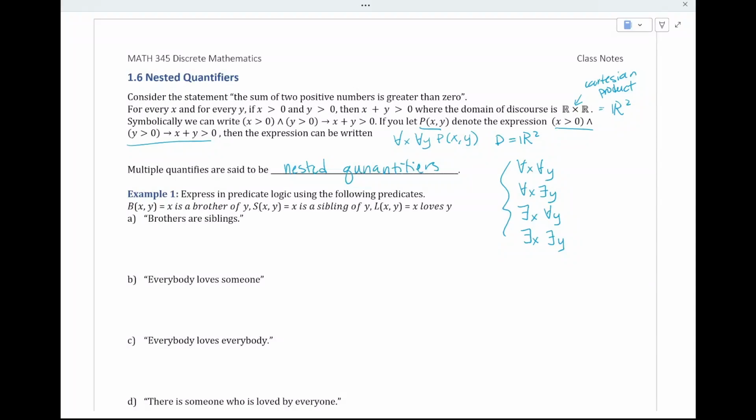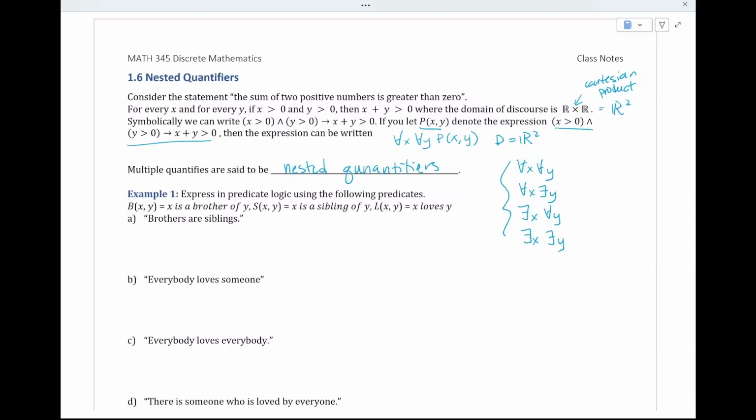Let's look at some more examples. Express in predicate logic using the following predicates. Predicate is another way to say propositional function. So here are our propositional functions. B of x, y: x is a brother of y. S of x, y: x is a sibling of y. And L of x, y: x loves y.